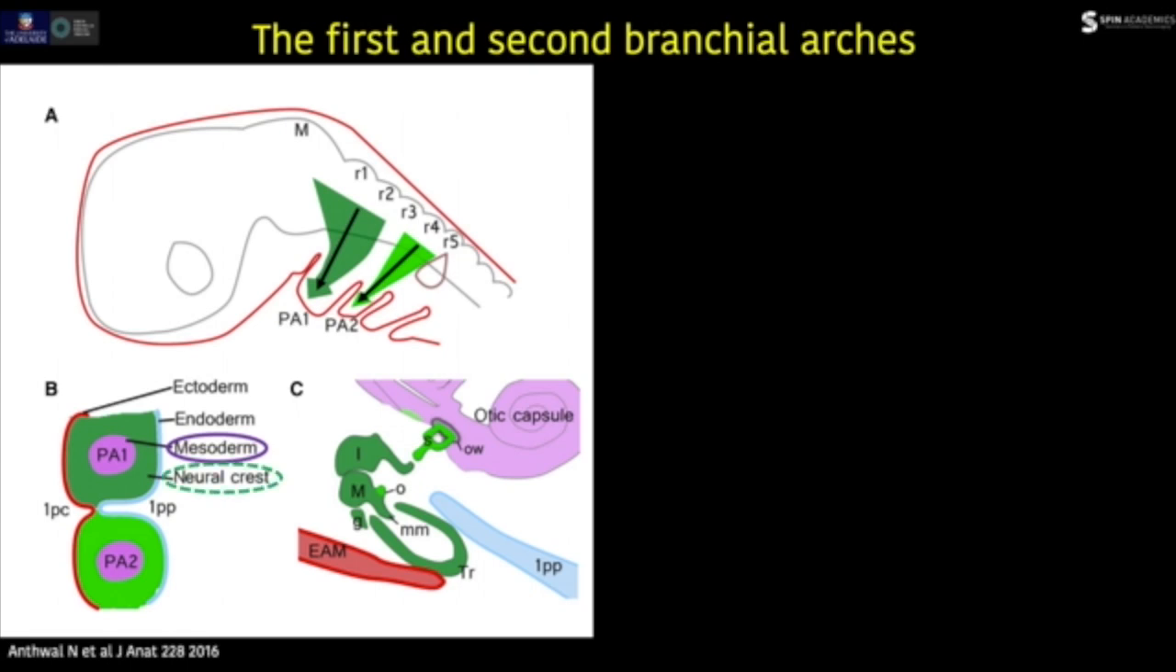Each arch is separated from the other arch by an ectoderm lined branchial cleft on the outside and an endoderm lined branchial pouch on the inside. As shown in the figure, the ectoderm lined first branchial cleft gives rise to the external auditory meatus. The tympanic ring, the malleus and incus are derived from the neural crest of the first branchial arch. The stapes is derived from the neural crest of the second branchial arch. The eustachian tube is derived from the first branchial pouch.